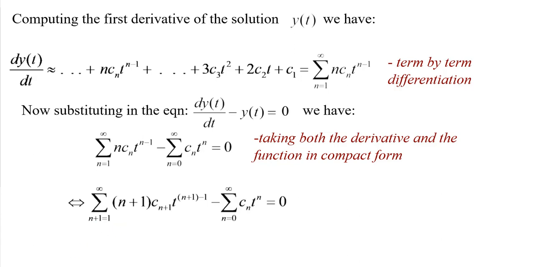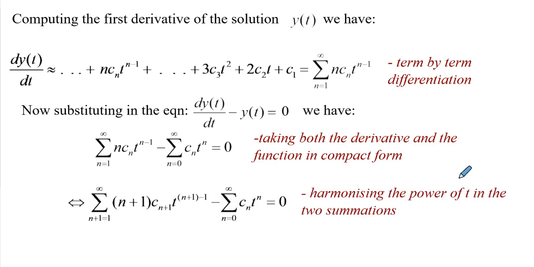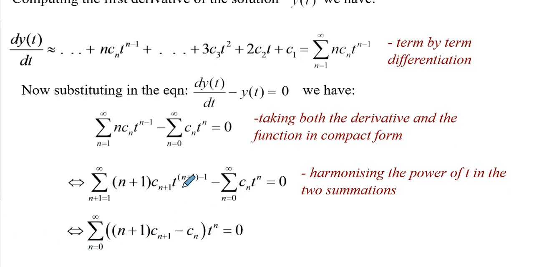By that, I'm trying to harmonize especially the power of t in the two summations and making sure that the two summations start at the same point, which is 0. And then now, once we've simplified, we've got the same power here and there. Please note that here the power of t is n, because plus 1 minus 1 is 0, so we've got t to the power n here.